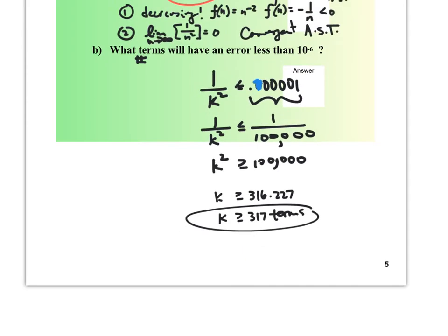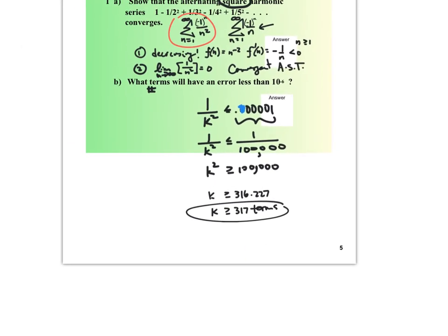That's pretty far out, right? But that will ensure that the error is less than 10 to the negative 6, which is 0.00001.